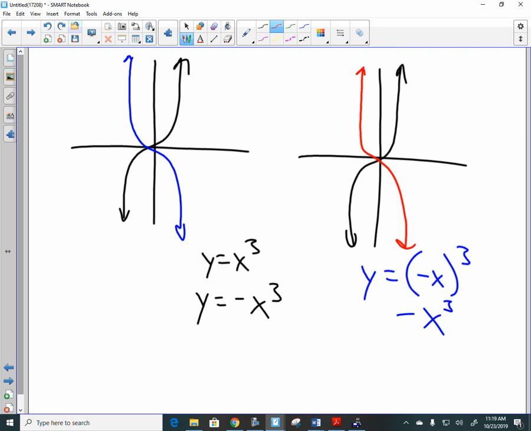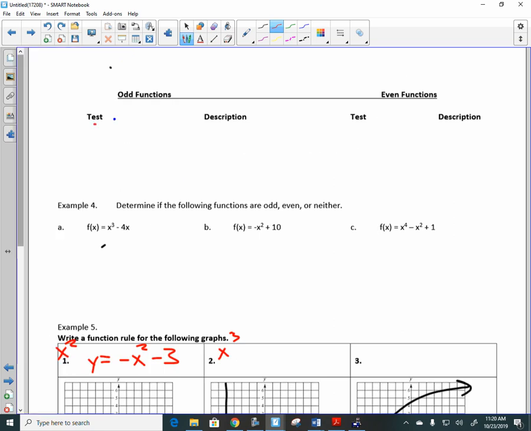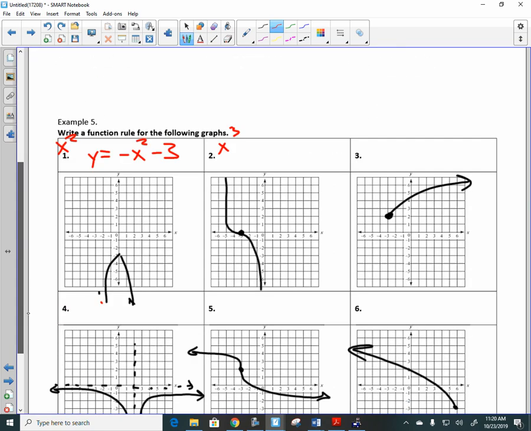There's a special type of description for those type of functions. We're going to look at that later on. But that's why we really don't worry too much about the horizontal flip unless we get something like a square root function. That's where it really, really comes into play. So here we got x cubed. We're going to do a vertical flip. We're going to keep it vertical, unless we get to square root.